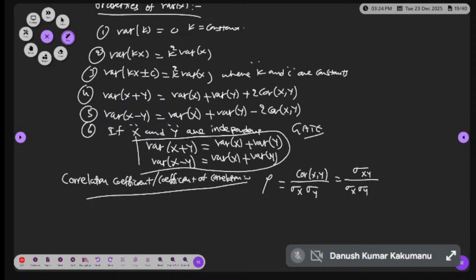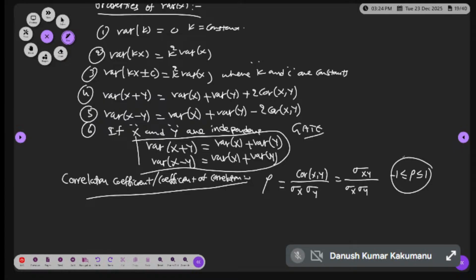Covariance of x comma y, sigma x, sigma y. What are the limits of rho? Minus 1 less than or equal to rho less than or equal to 1. Sometimes rho is also represented as r. What are the limits of rho? Minus 1 to 1.